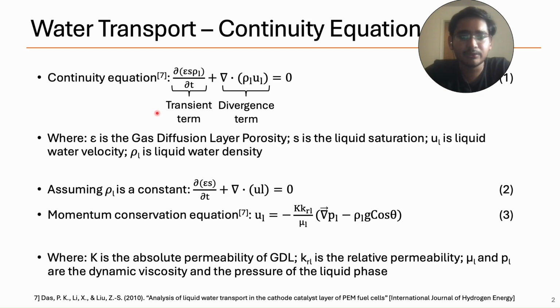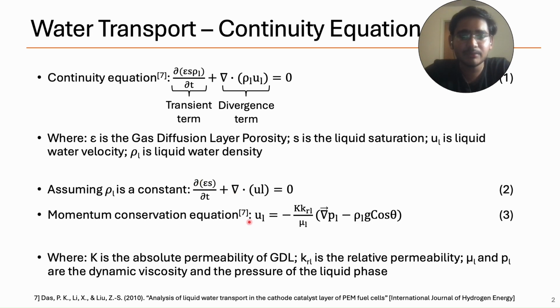For the continuity equation, we have a transient term which describes how the mass of the water inside the porous medium changes over time, and the divergence term describes the flow of liquid into or out of the region. Epsilon is the GDL porosity, S is the liquid saturation, UL and ρL are liquid velocity and water density respectively. We hold ρL as a constant, so we get a simplified continuity equation.